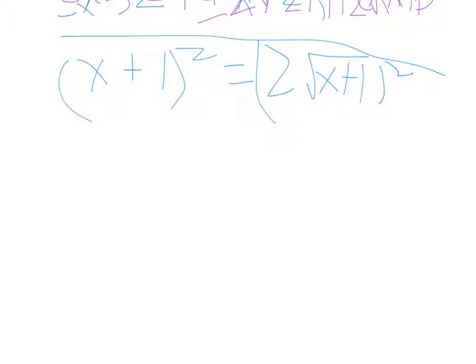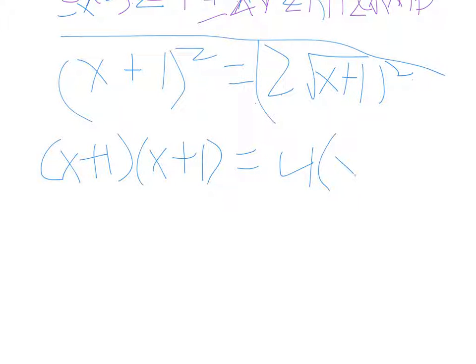since both sides are squared, it'd be x plus 1 squared. So it'd be x plus 1 times x plus 1 equals, now on the right hand side, since we squared 2 times square root of x plus 1, you square everything inside the parentheses, so it'd be 2 squared, which is 4, and then square root of x plus 1 squared, which is x plus 1.